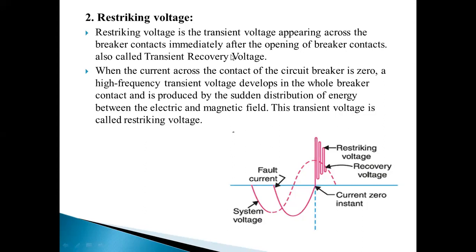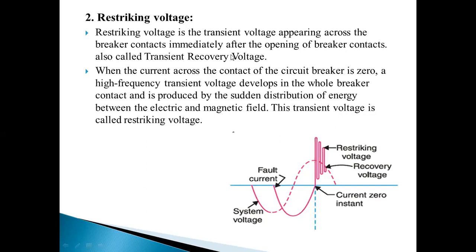So immediately after the opening of the breaker contacts, whatever voltage appears across the contacts is nothing but the restriking voltage, because when these two contacts are closed, the maximum current is flowing through the circuit, under the fault condition also. But when you are opening these contacts, immediately your current will become low and your voltage will become high. So that is the restriking voltage.